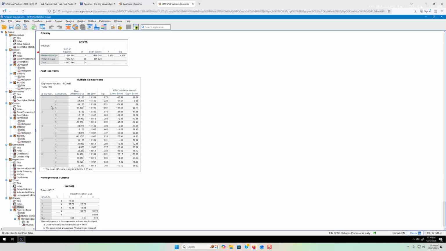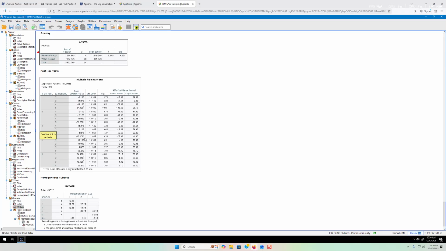So group 1 and 5 are different. Group 2 and 5 are different. Group 3 and 5 are different. Everything else is the same. No, there's no significant difference with anything else. So the only groups that are different are groups 1 and 5, 2 and 5, and 3 and 5.